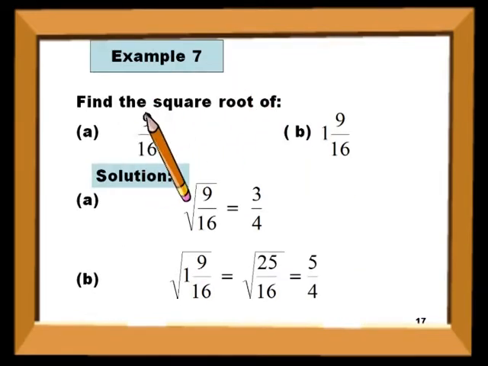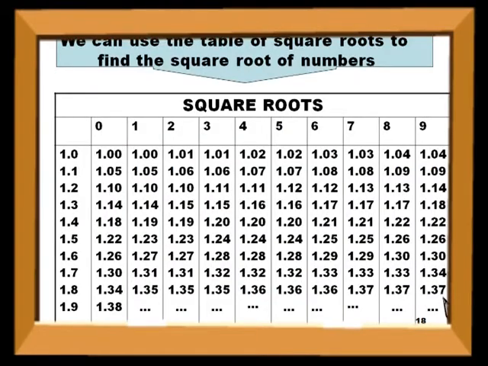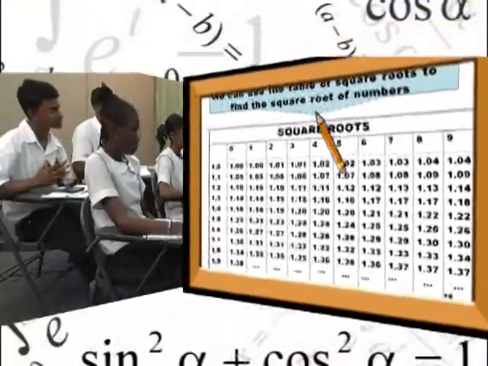Example 7. Find the square root of A, 9/16, B, 1 and 9/16. Solution. The square root of 9/16 is equal to 3/4. B. The square root of 1 and 9/16 is equal to the square root of 25 over 16, which is equal to 5 over 4. We can use the table of square roots to find the square root of numbers.